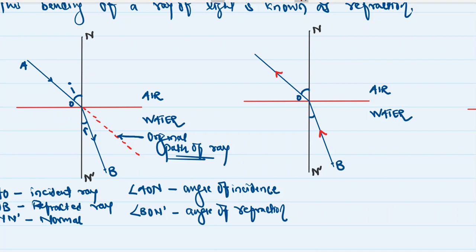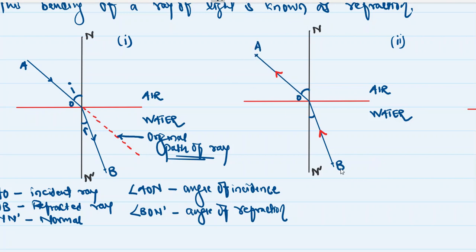Very interesting case. This is case number 2. In case number 1, the ray of light was entering from air to water. In case number 2, the ray of light is entering from water to air. Still, many things are the same. The light is refracting. It is changing its path. It's bending at the boundary separating two media.